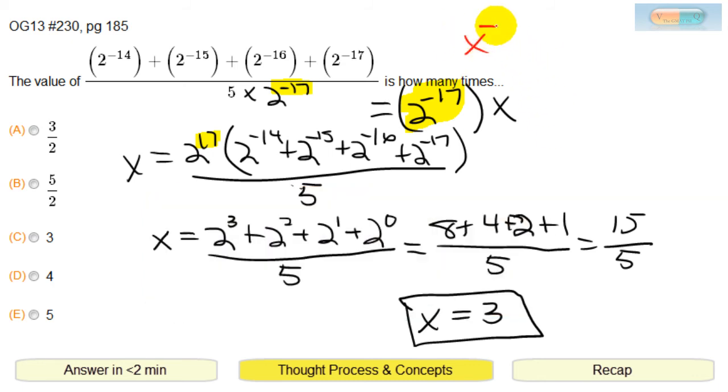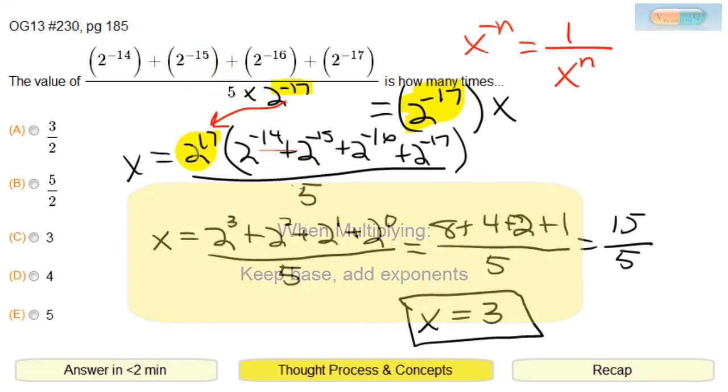Anything to the negative power is the same as 1 over x to the n, right? So this expression allowed us to go from here to here. Then everything else just stays the same, right? The top part stays the same. This part becomes this part, right? It's the same thing. And then you're always dividing by 5, so remember to divide by 5.